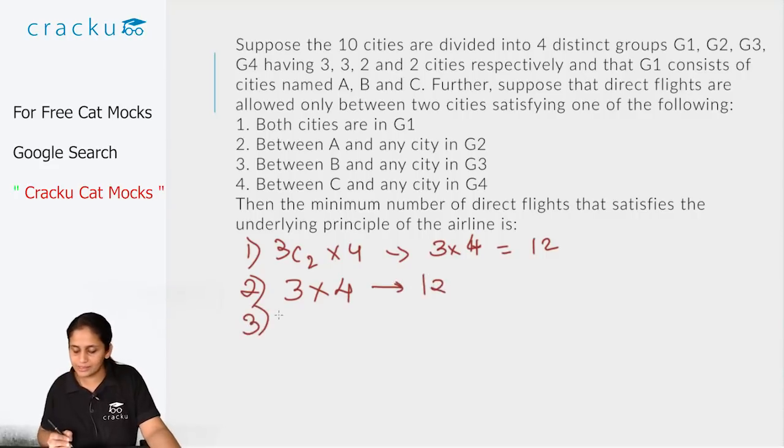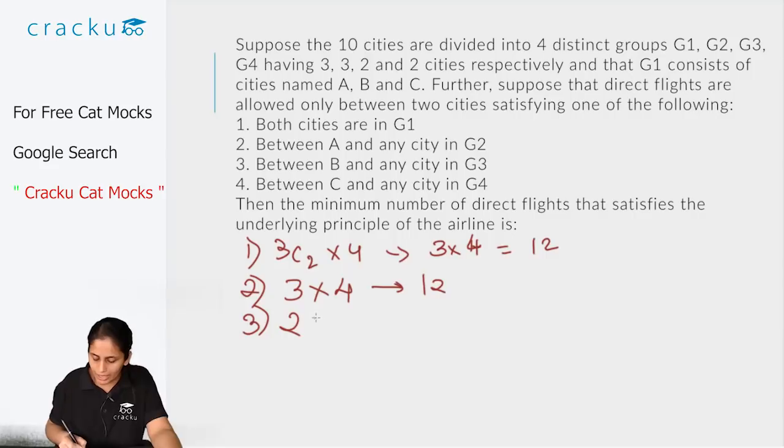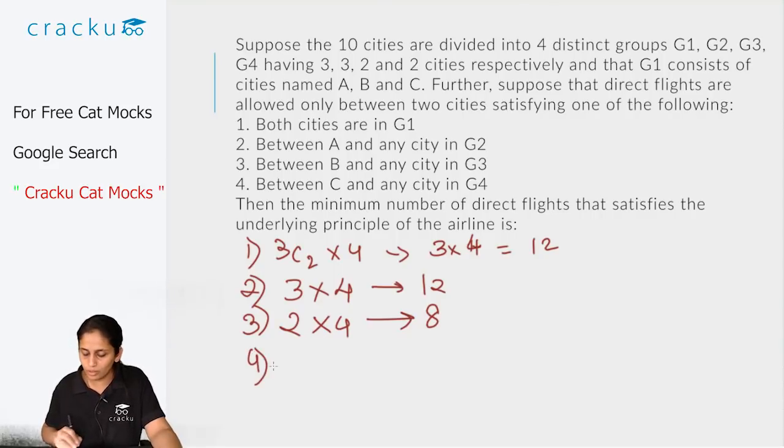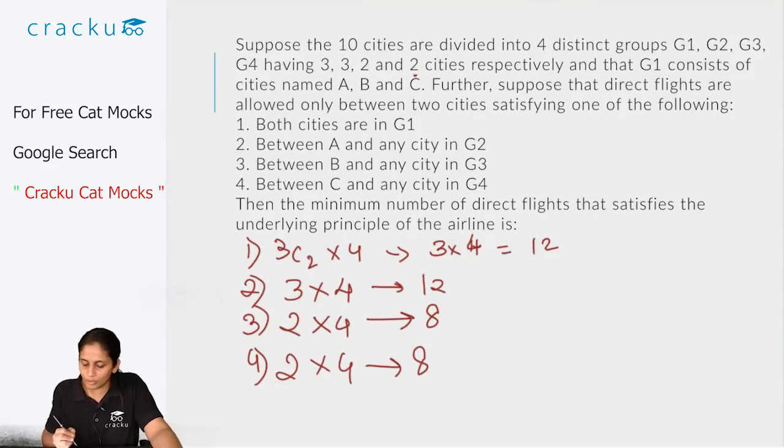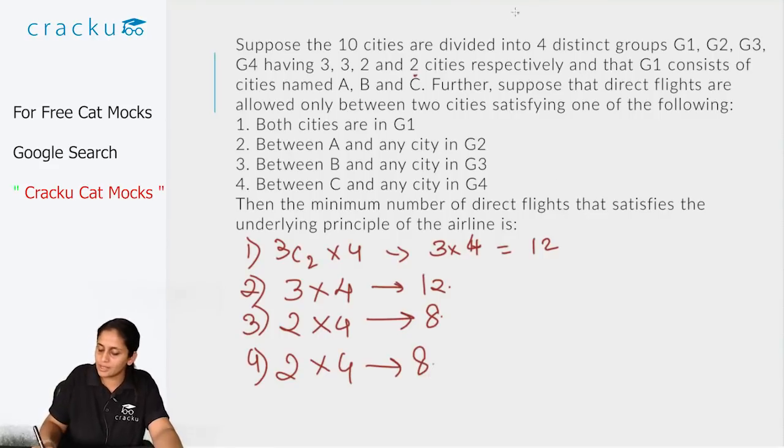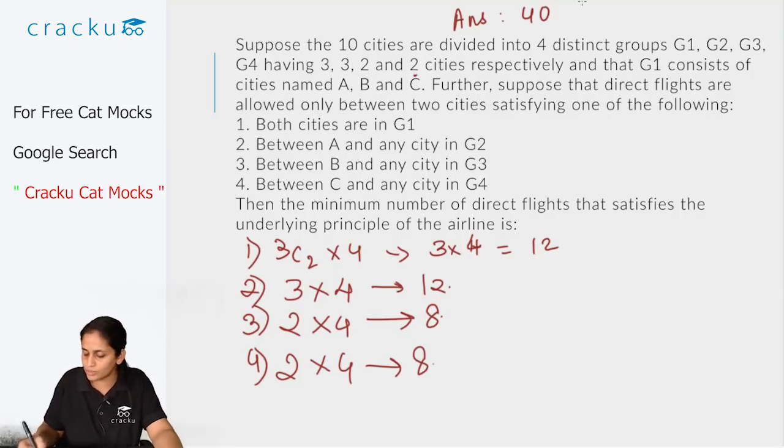Now between B and any city in G3, there are 2 cities in G3. So between B and the 2 cities in G3 we'll have 2 connections, and for each of these 2 connections we'll need 4 flights. So that will be 8. And between C and any city in G4, there are 2 cities in G4, so there will be 2 connections, and 2 connections into 4 is 8. So the total number of flights will be 8 plus 8 plus 12, that is 28. 28 plus 12, that is 40 flights. So the minimum number of direct flights would be 40 flights.